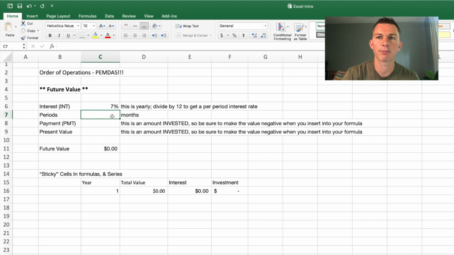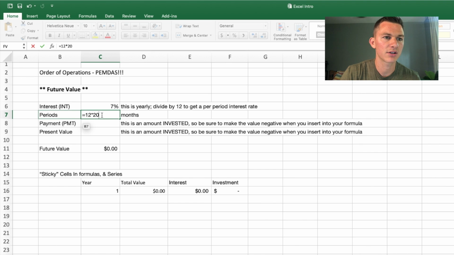Periods. It's going to be number of periods, and we're going to keep it in months because when we talk about retirement accounts, they accrue interest every month. So we have 12 months in a year, right? And let's just say we're going to do 20 years. So we want to save money over the next 20 years, and there's 12 months per year. So that's going to be 12 months per year times 20.